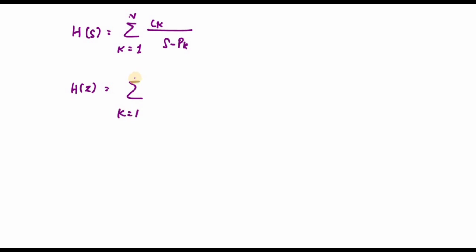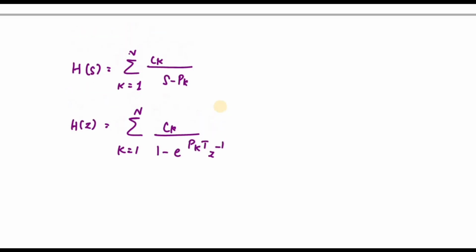Okay. So what is the technique? H(s) is equal to summation k equal to 1 to N of Ck divided by (s minus pk). This is the format. So you have to convert this H(s) to H(z) by substituting Ck divided by (1 minus e power pk T z power minus 1) instead of Ck divided by (s minus pk).